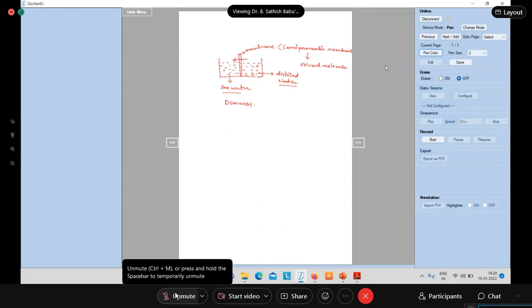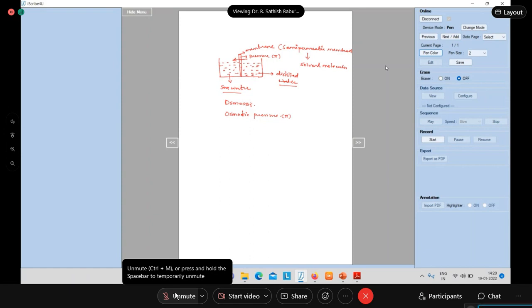And during this process, there will be some pressure exerted on this membrane. Some pressure is exerted on this membrane and it is represented by pi. This pressure is called osmotic pressure. Then how will you define osmotic pressure? It is the pressure exerted by the semi-permeable membrane during the osmosis process, and it is represented by pi.